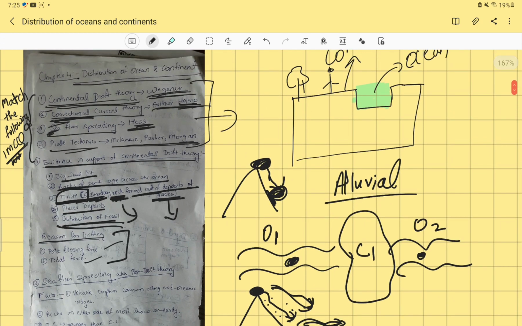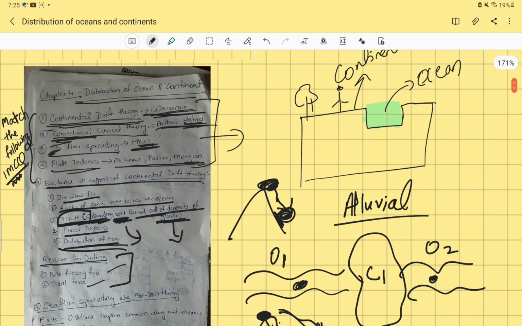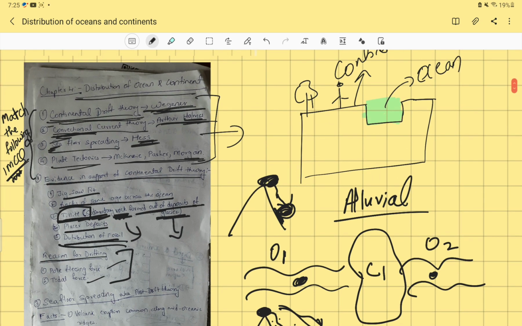That is what Wegener gave as reasons, but these reasons were not accepted by others, and they gave their own theory. We'll see about those theories now. So now we are done with the first theory.